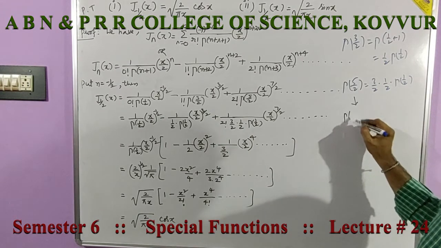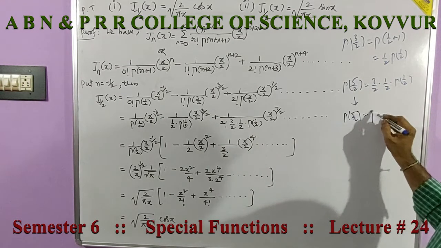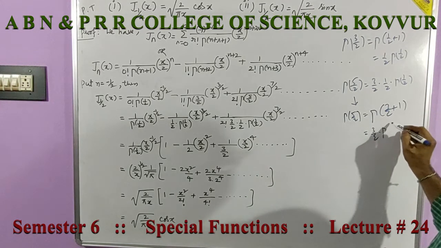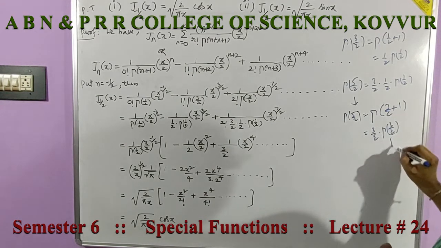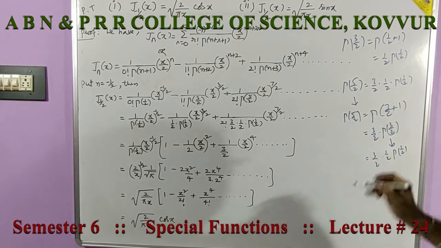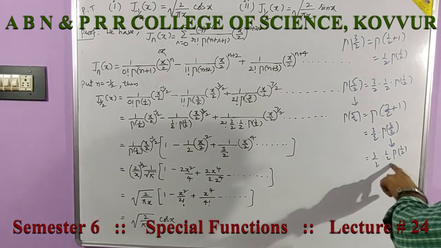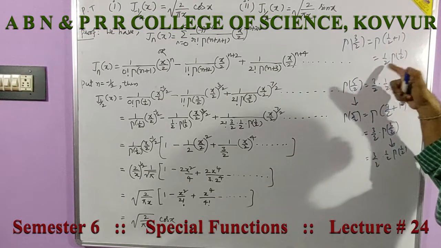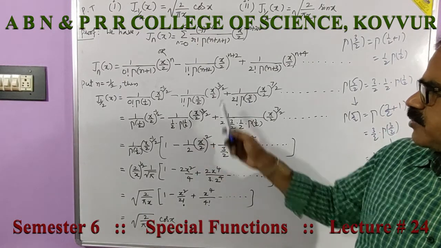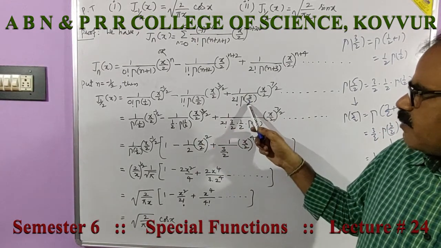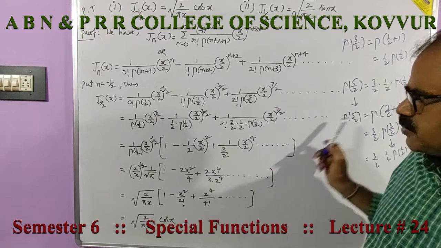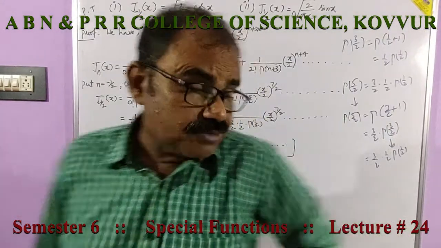I think it is clear for you. Gamma 5 by 2 is gamma 3 by 2 plus 1, which is 3 by 2 gamma 3 by 2. In place of gamma 3 by 2, you have 1 by 2 gamma 1 by 2. So overall, gamma 5 by 2 is 3 by 2, 1 by 2 into gamma 1 by 2. Gamma 3 by 2 is 1 by 2 into gamma 1 by 2. So here I wrote 1 by 2 gamma 1 by 2, x power 3 by 2, 1 by 2 factorial, and gamma 5 by 2 is 3 by 2 into 1 by 2 into gamma 1 by 2, x by 2 power 7 by 2, and so on. So let us simplify this.